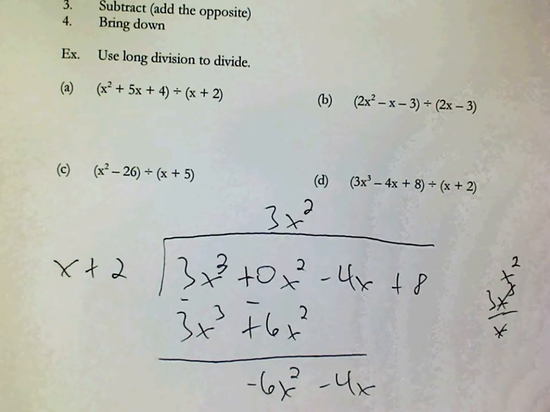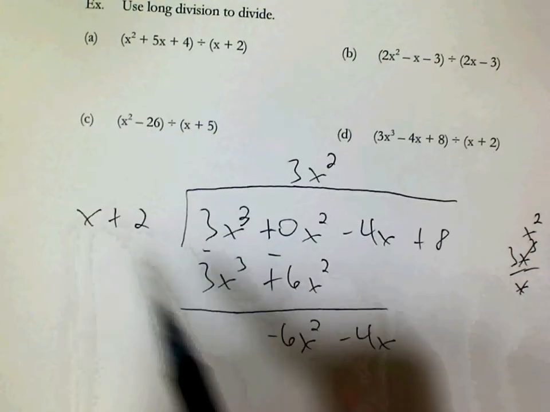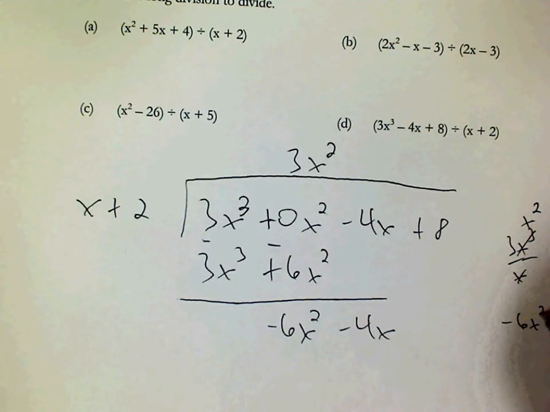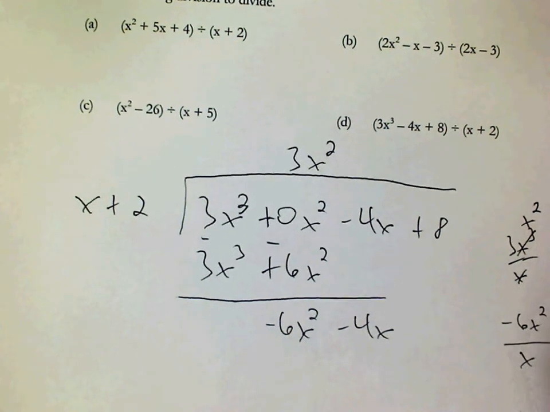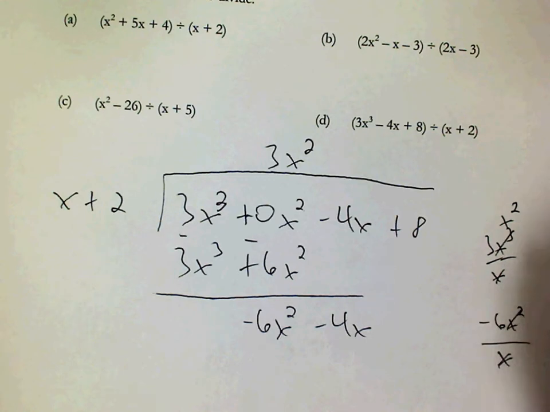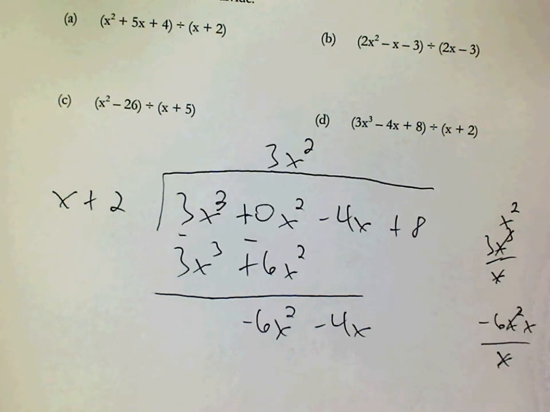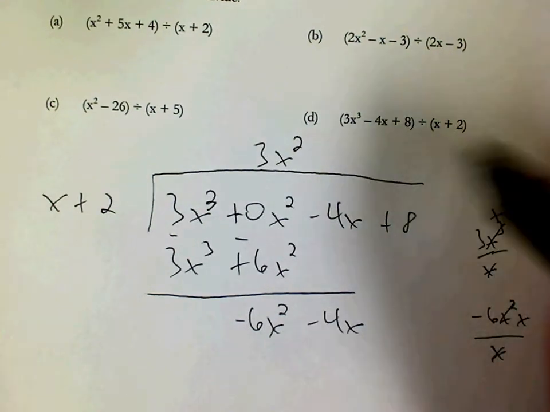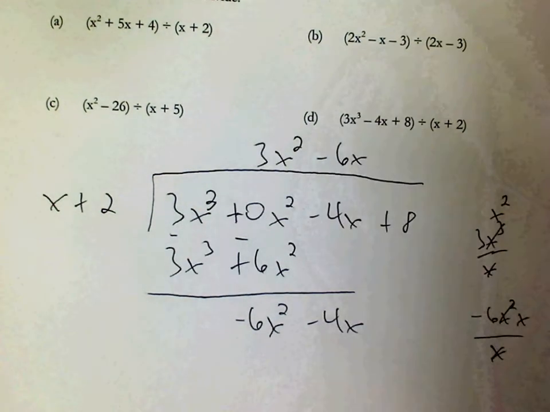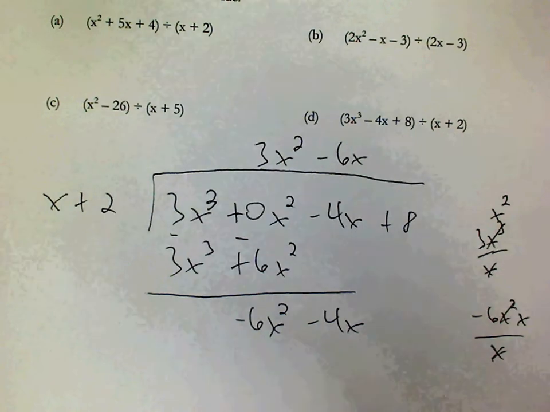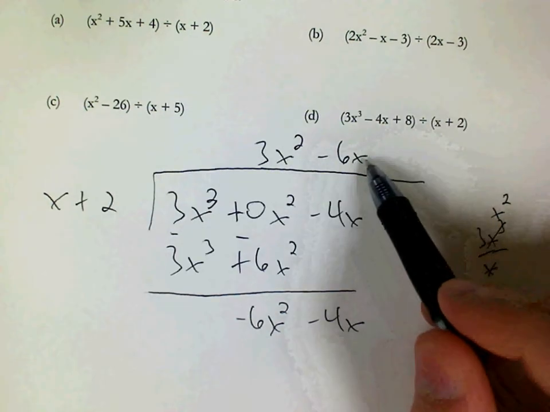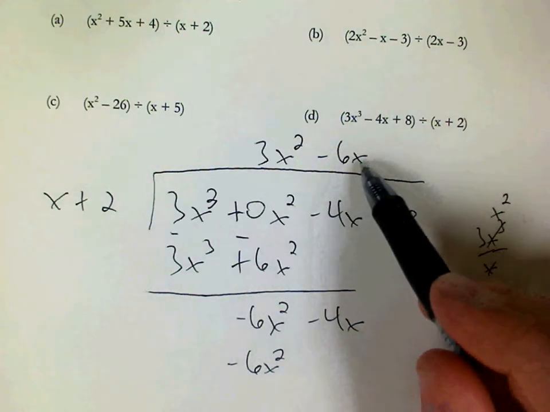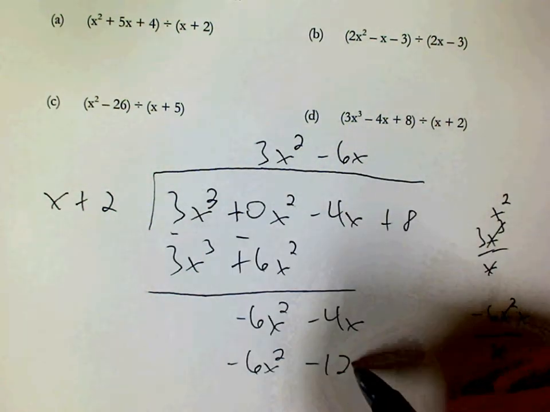And let's divide again. X into negative 6x squared. Remember, we're only dividing first terms. So this x will cancel one of those, leaving an x on top. So x goes into negative 6x squared, and it leaves a negative 6x. So that goes above that negative 4x term. Let's distribute again. Negative 6x times x is negative 6x squared. Negative 6x times 2 is negative 12x.